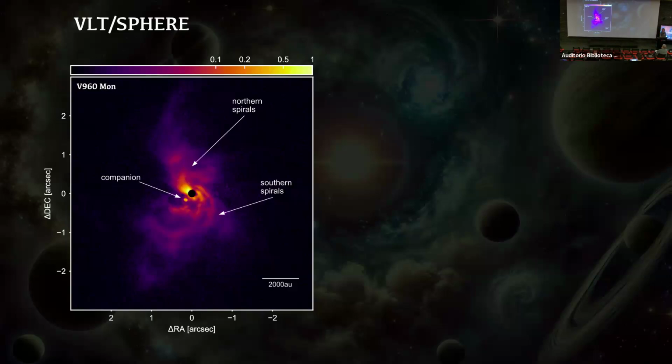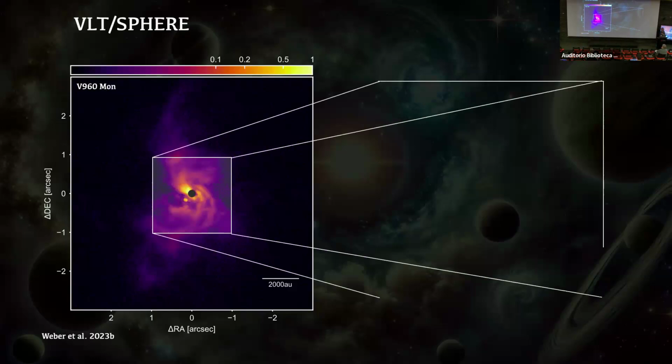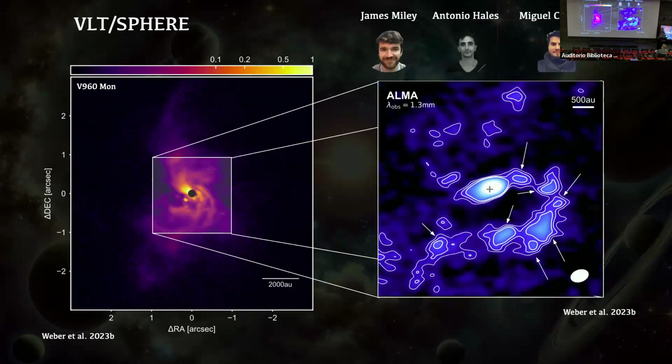And then we wanted to know more about what happens in the millimeter emission, because as I told you before, with gravitational instability we would expect to see some fragmentation in millimeter emission. We took a look at the ALMA data that was there, and we found, in some work done by James and Antonio and Miguel Cargamo, that there is a spiral in this system in the same location as the spirals that we can see in the scattered light. And it is not a smooth spiral, but we see several fragments.